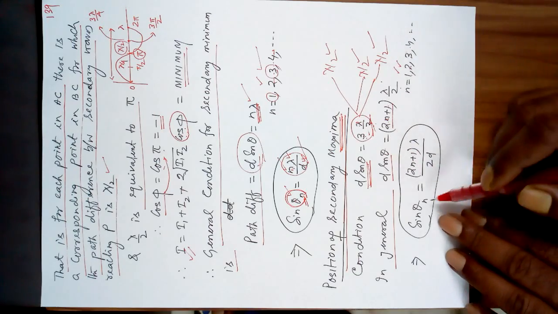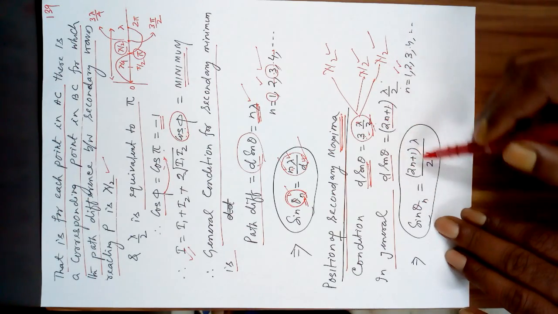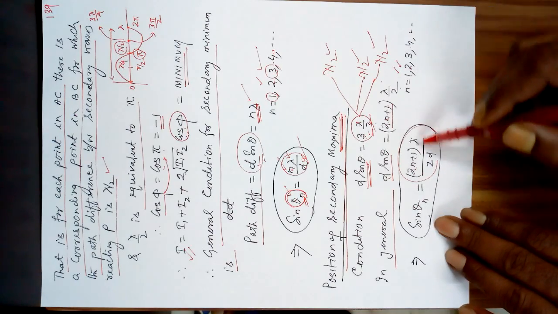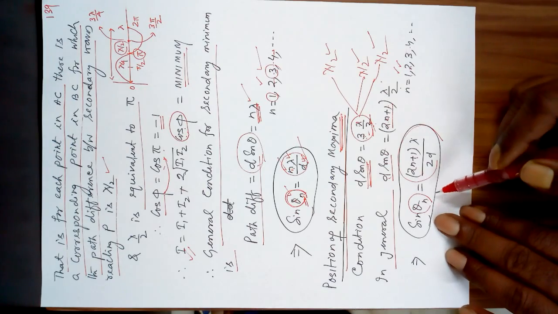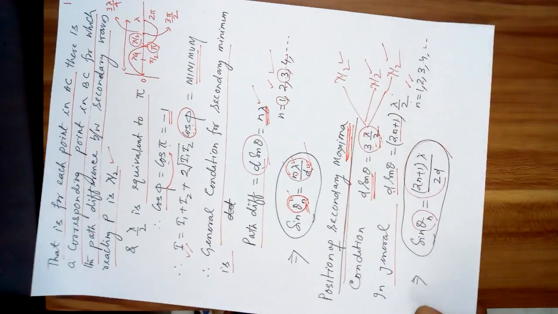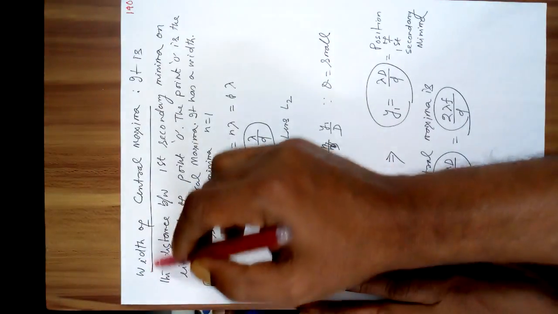Now from here, for nth maxima, your d comes to this side: sin theta n is equal to (2n plus 1) lambda by 2d. So for different values of n, this theta n will be different. So at different angles we will have maxima. Then coming back to what is the width of central maxima.